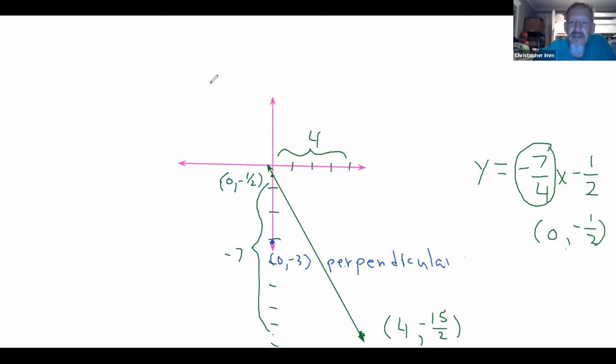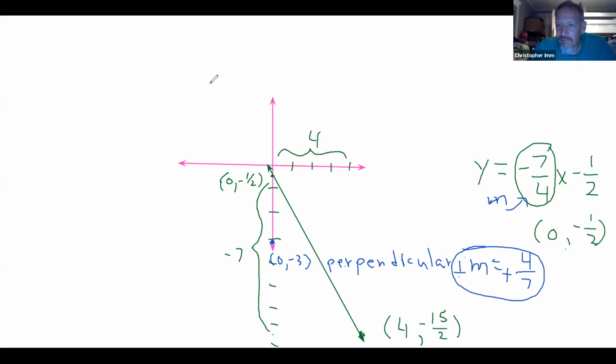Perpendicular. So if I have a perpendicular line, what that means is my slope is going to be the negative reciprocal of my original slope. My original slope was -7/4. We used it to find that second line. So for my perpendicular slope, I'm going to flip it. I'm going to take the reciprocal, so that's -4/7, but I'm also going to negate it. So it's going to be +4/7. This is going to be my new slope.